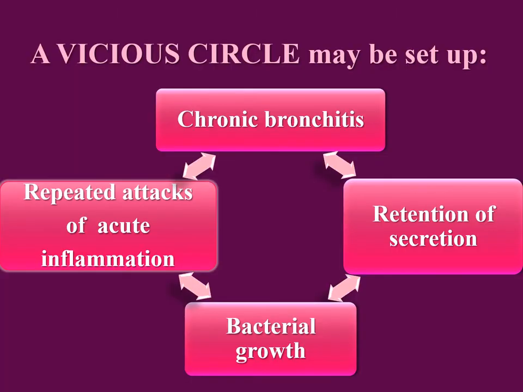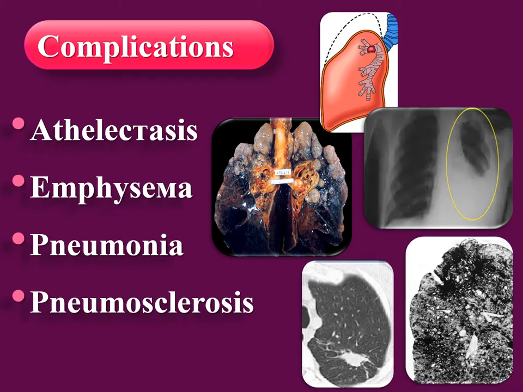In this slide, you see the interrelated pathogenic factors, which set up a vicious circle. As a result of the chronic process, in the adjacent lung tissue, emphysema, atelectasis, pneumonia, and pneumosclerosis may occur. Atelectasis is the shrinkage of the lung, and you can see this in the X-ray image.